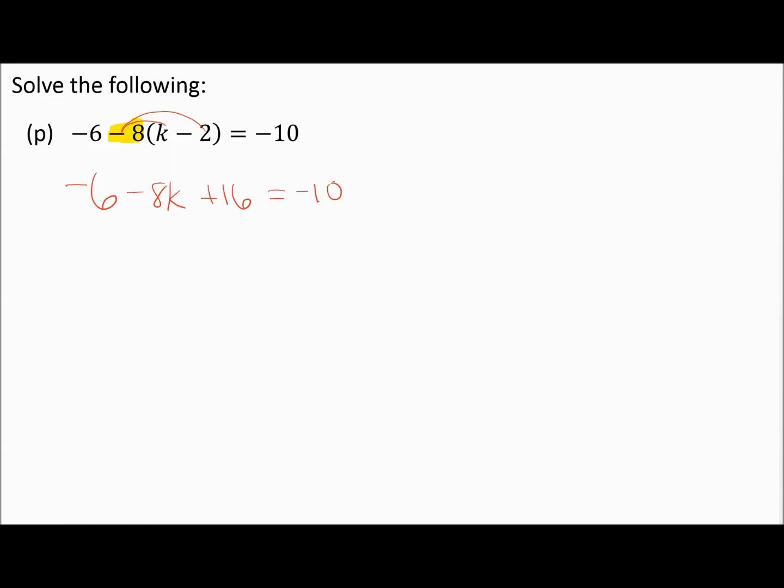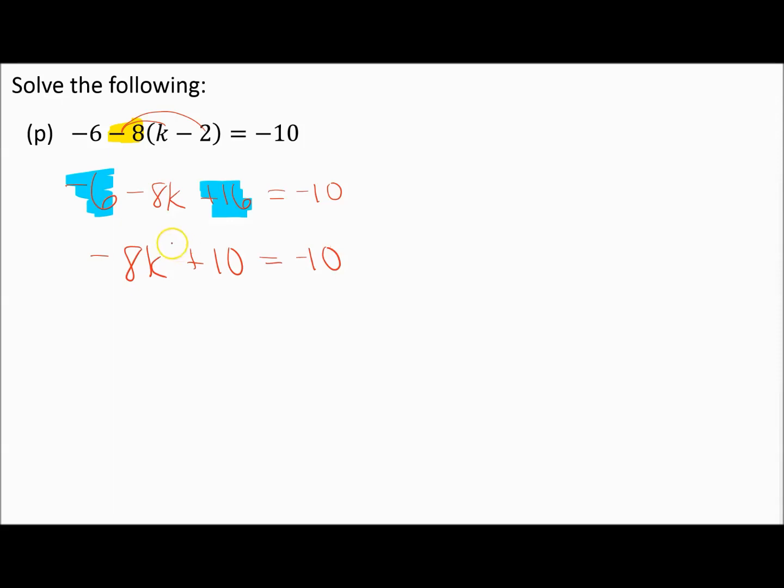Now I have like terms to deal with. So what do I mean by that? Well, I have a negative 6 that I can combine with this positive 16. Those are like terms because they're both constants. So negative 8k, I'm just going to rewrite. Negative 6 plus 16 is plus 10 equals negative 10.